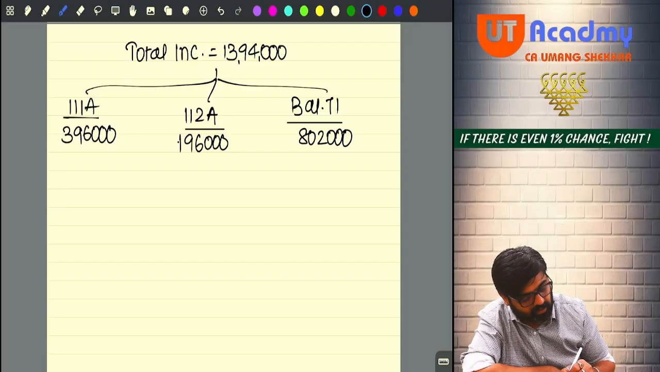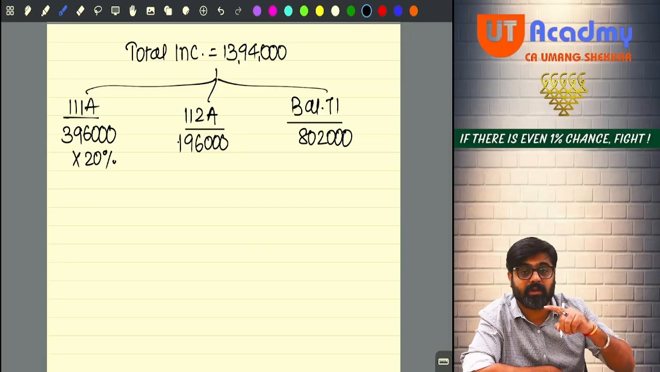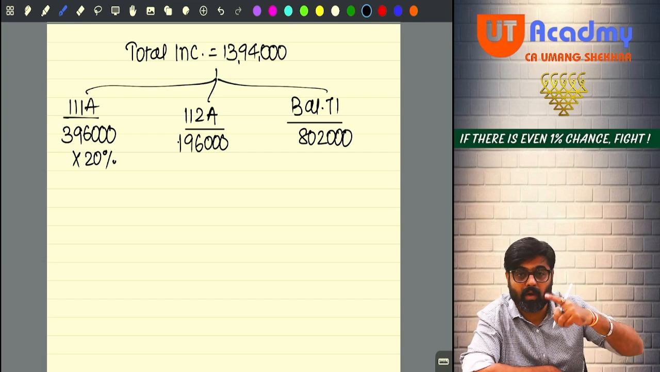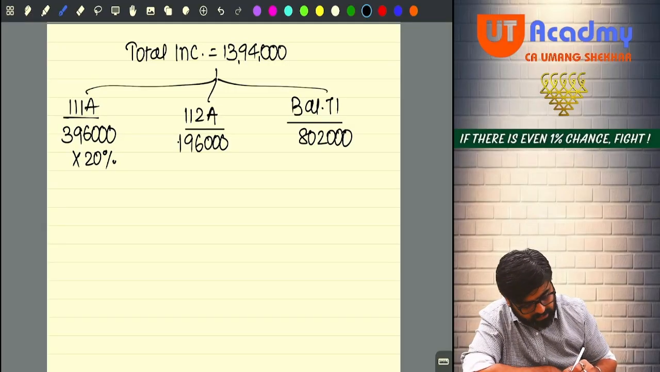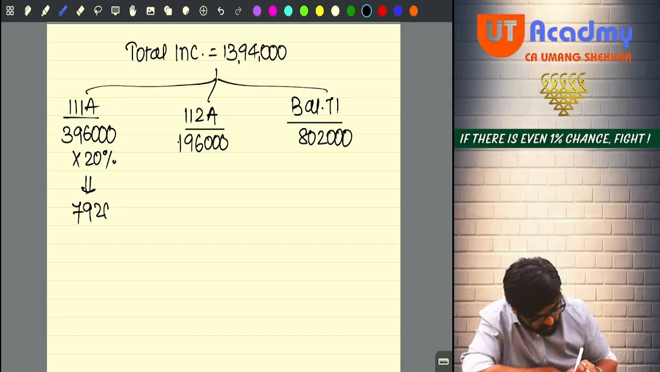Okay. So, can I apply 20% directly on this? Why 20%? Because the transfer was made on or after 23rd July. Yes or no? So 20% will be how much? 79,200. This is the tax.